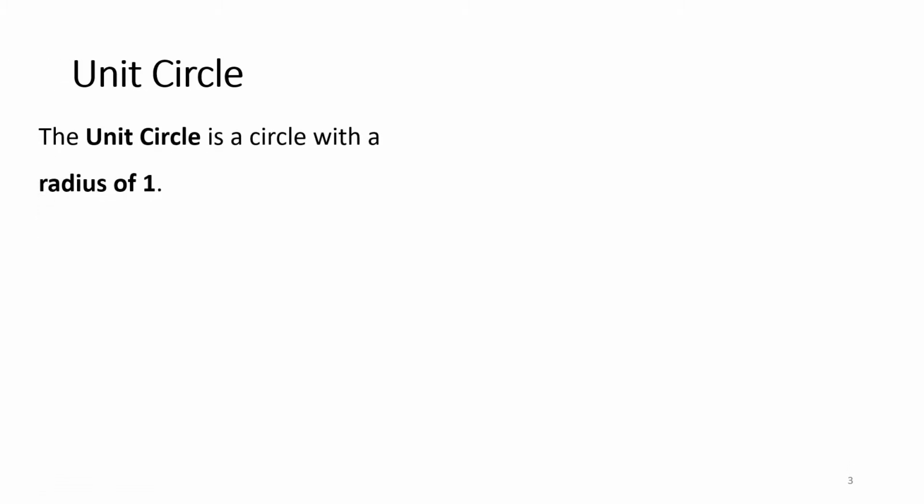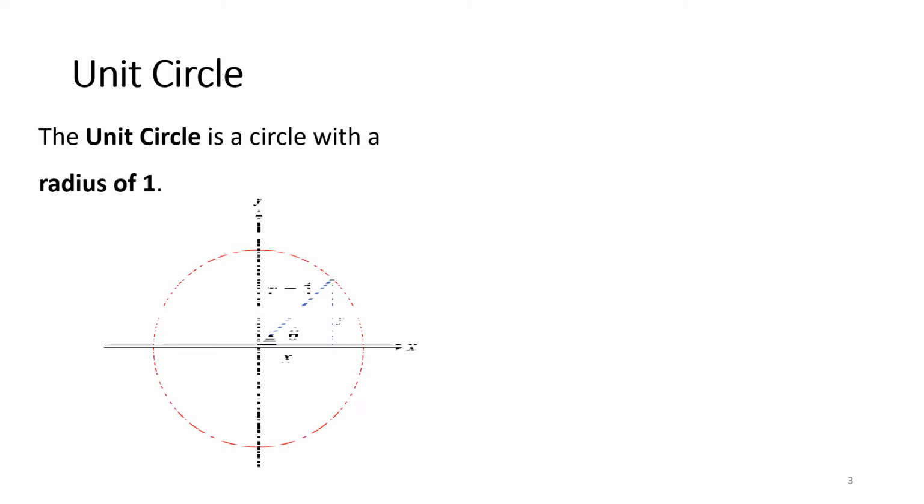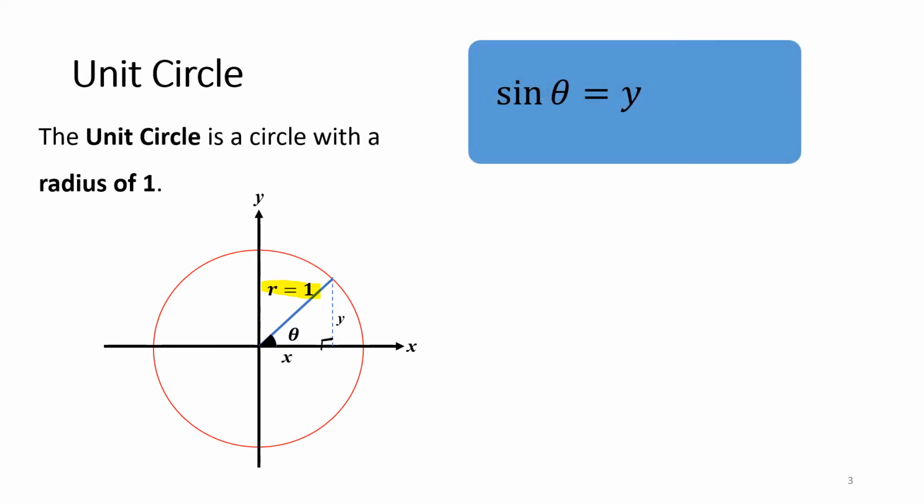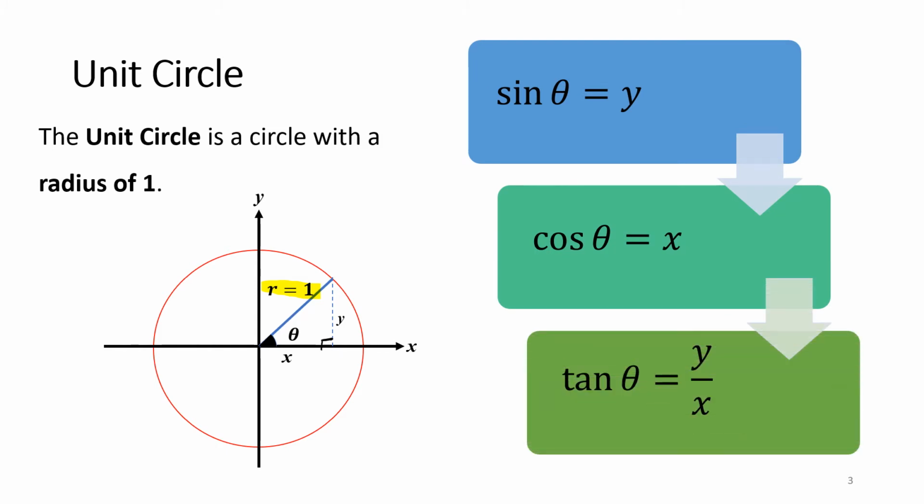We've seen previously a circle with radius r. So now the unit circle is a circle with a radius 1. So we have the exact circle as earlier, and now our r is equal to 1. X and y will remain the same, and theta will also be located at the same place. So now our sin theta, cos theta, and tangent theta can be redefined as sin theta equals y, cos theta is equal to x, and tangent theta is still y over x.